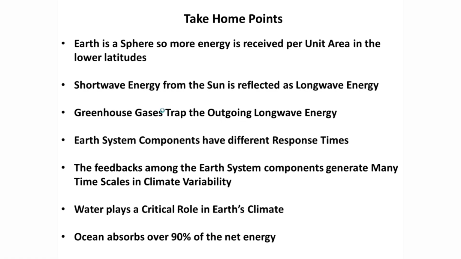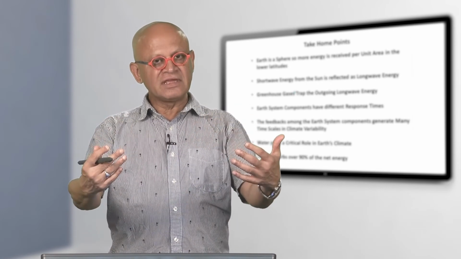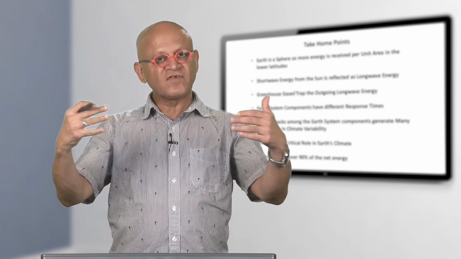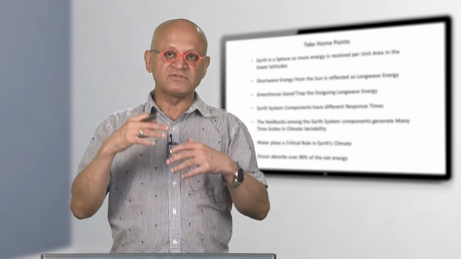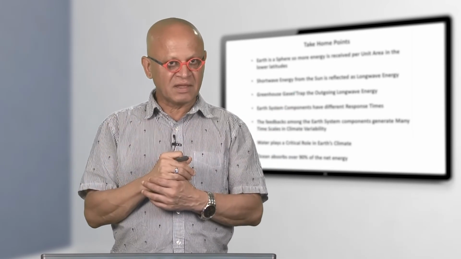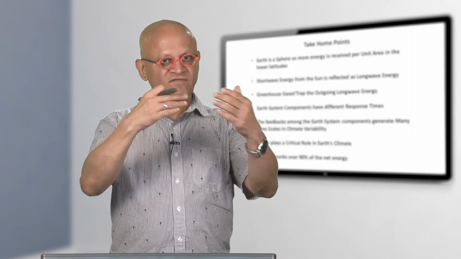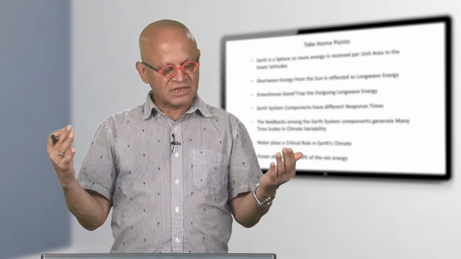Earth system components have different response times. So, we looked at the atmosphere, low heat capacity, land, relatively low heat capacity, ocean high heat capacity and so on. These things matter because the same heating produces very different response times in each component, which gives us multiple time scales of climate variability and climate change, even though the solar forcing is basically on a daily time scale and on a seasonal time scale.